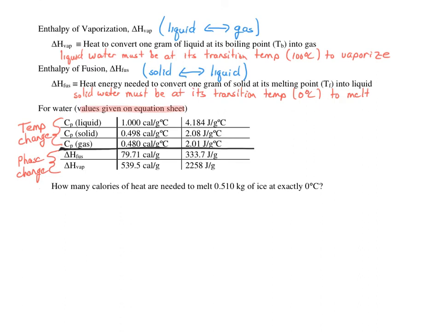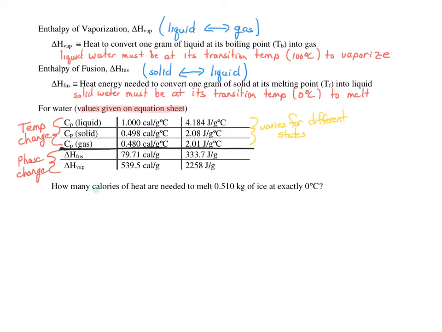Summary of important information for these heat problems. Enthalpy of vaporization and fusion are values that are used when you're doing a phase change. We have different values for the heat capacity of water given depending upon the state. And for all of these values, there are equivalent values given in calories versus joules. So you just want to take note of what your question is asking for.